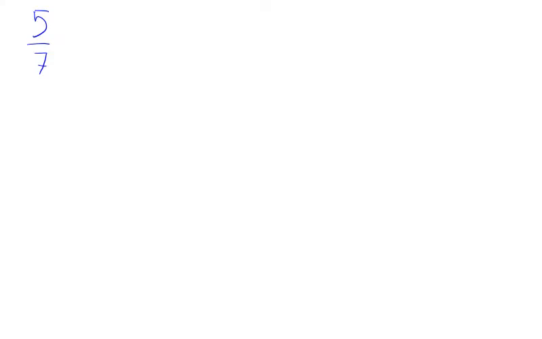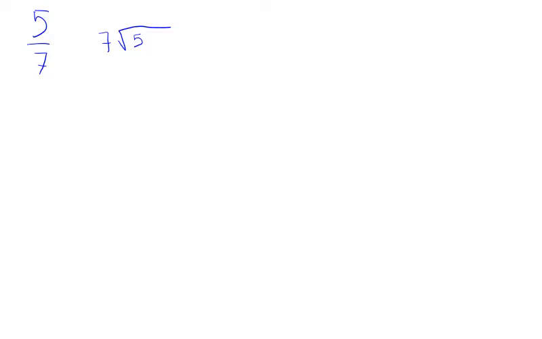We're going to convert fractions to decimals. So our fraction is 5/7. If we were going to do this longhand, we would write 7, the divide symbol, and 5. And what this really reads as is 5 divided by 7.